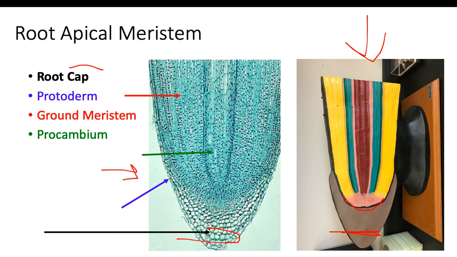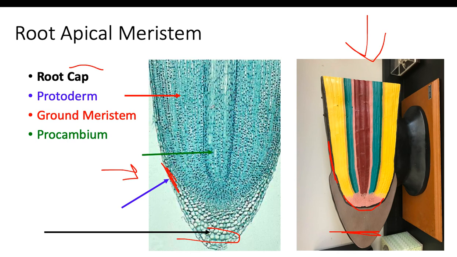Then you have the protoderm. Think about that as being the epidermis, basically. It's the outside of the root. The root actually has to have structure, so this is the skin, if you will, of the root.